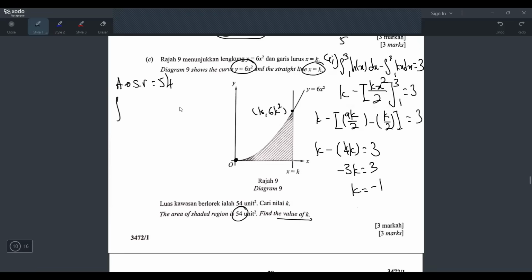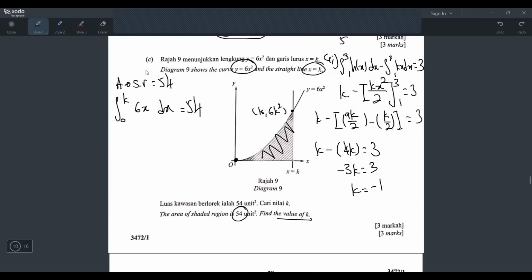So we can use the integration method to find area, right? So this is the area. So what you can do, you can integrate with respect to x. But you integrate from where to where? 0 to k. And you integrate the curve equation, which is 6x squared, right? And if you keep going like this, you can find the answer eventually.